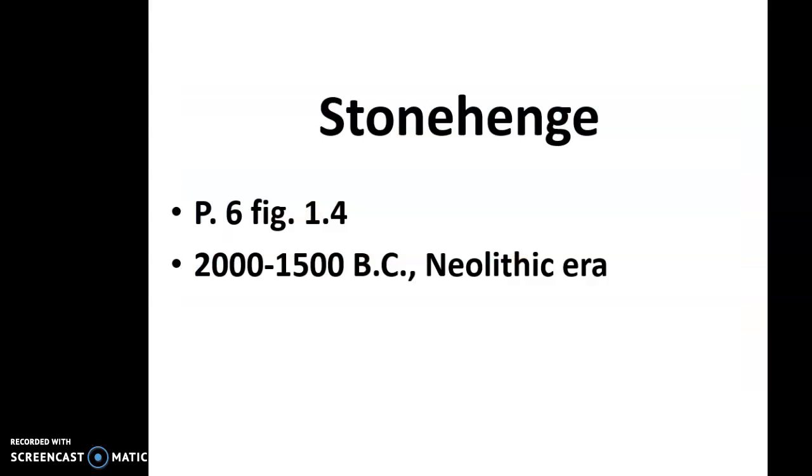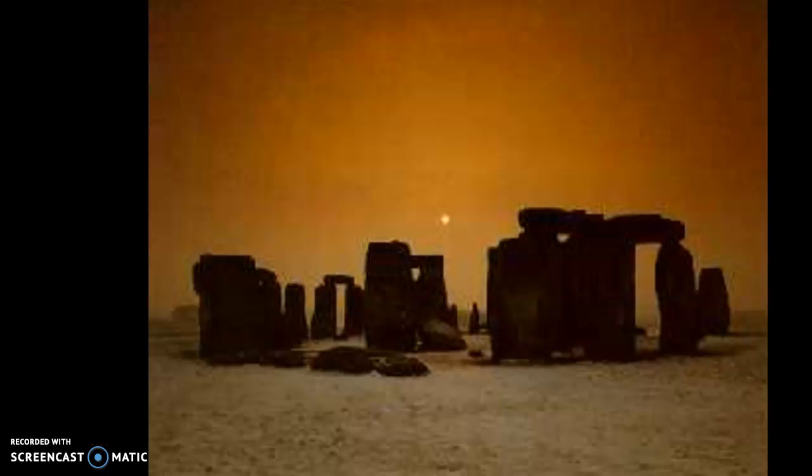Okay, now Stonehenge. Stonehenge is, I'm sure, something that you have all broached that subject at some point in your education. So if you look on page 6, figure 1-4 in your text, you will find an image of Stonehenge. So what we're looking at is large megaliths from the Neolithic era around 2000 to 1500 BC. And what we're looking at, these are put into a round circular shape.